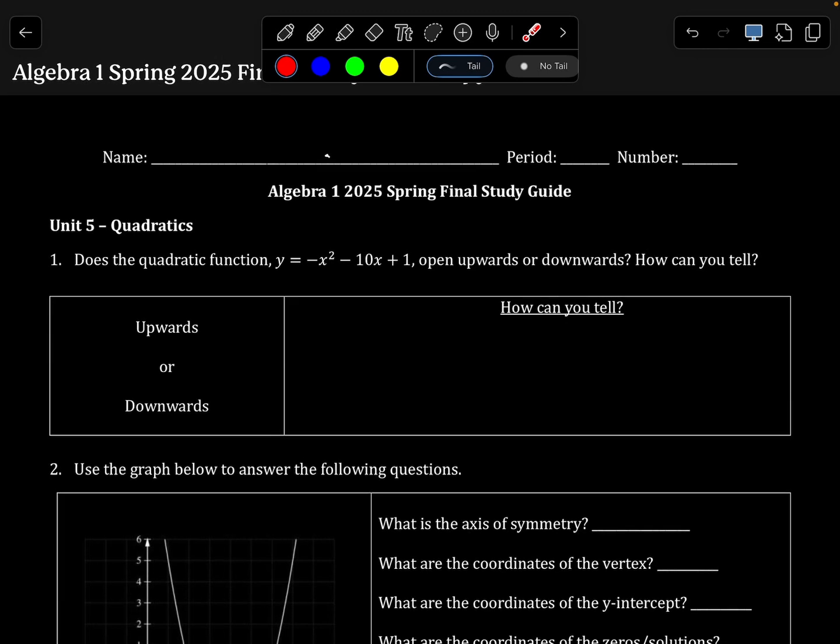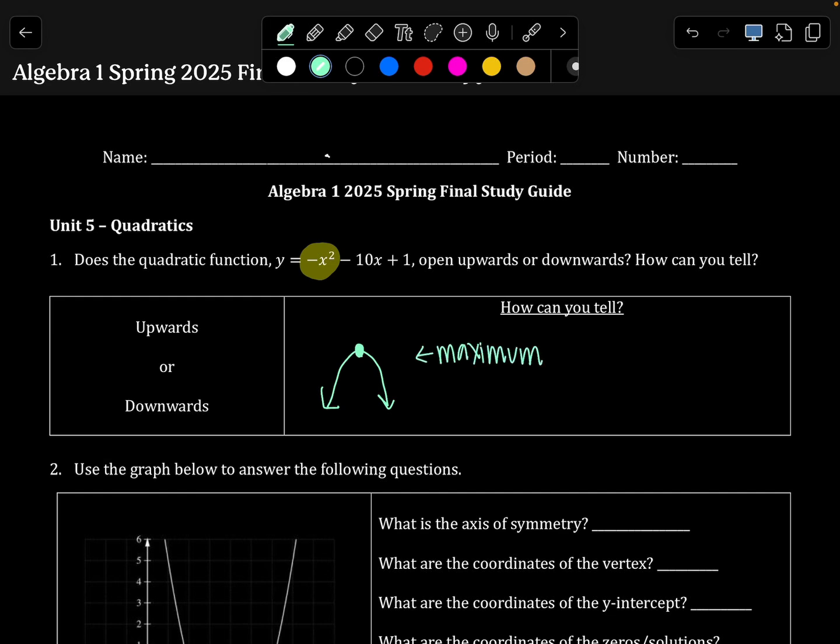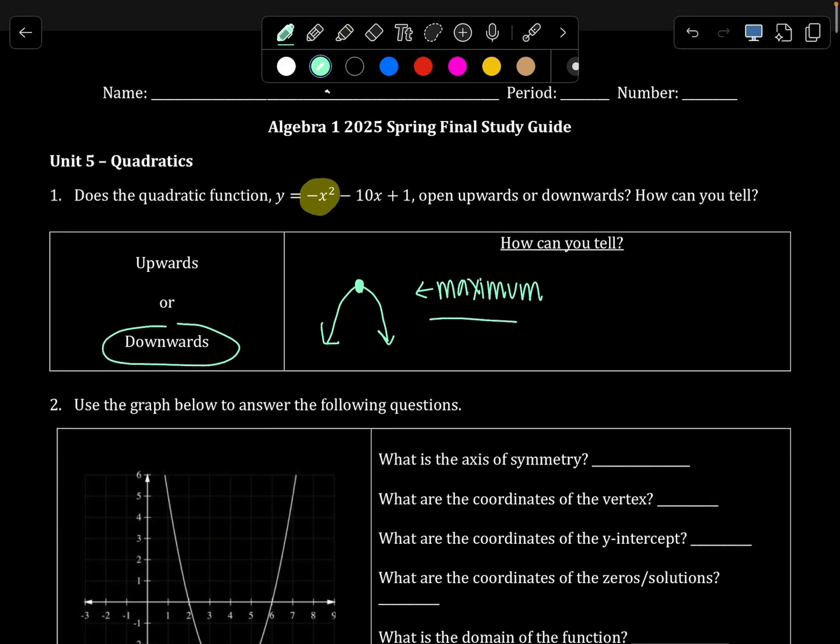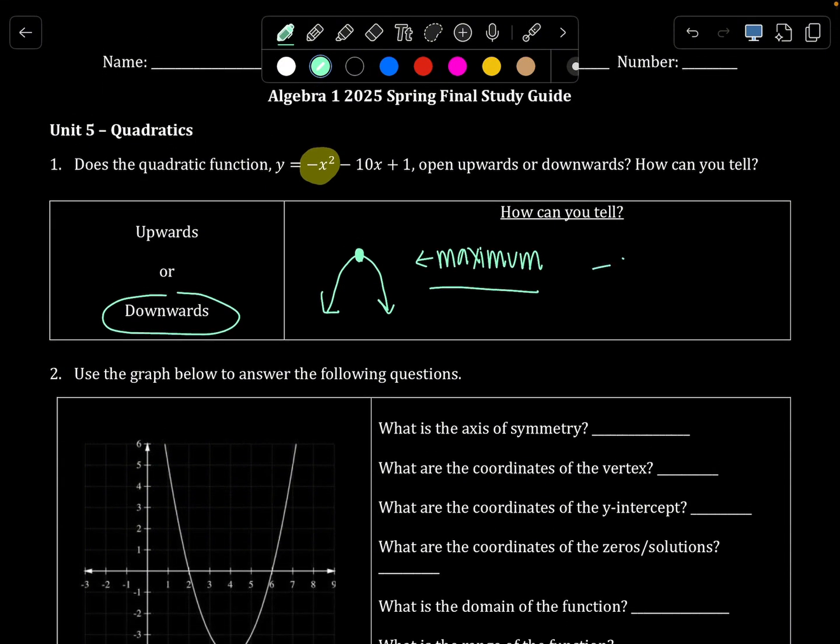Number 1. Does a quadratic function open upwards or downwards? How can you tell? Always look at the leading term, and it's negative x squared, so it's a frowny face. When you have a negative up front, this will have a nice little maximum, and it opens downwards. We have the negative x squared, that's why.